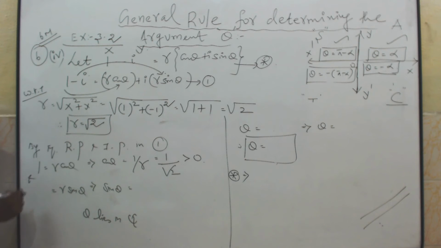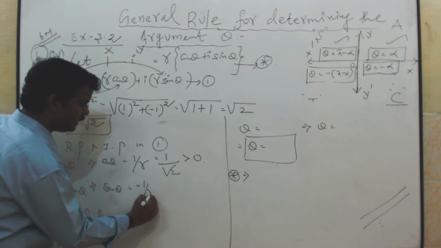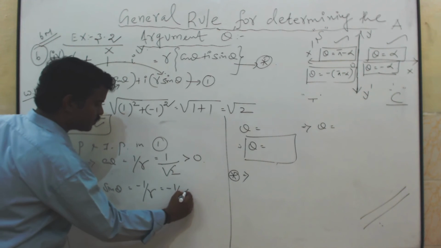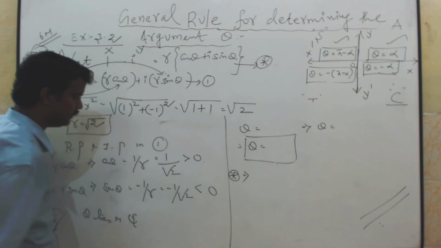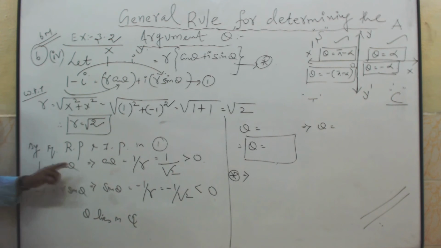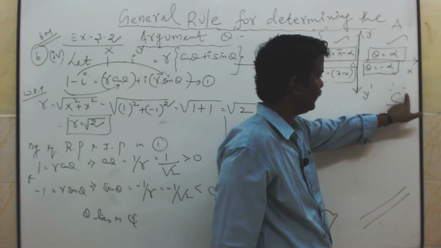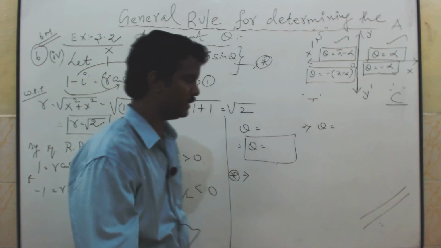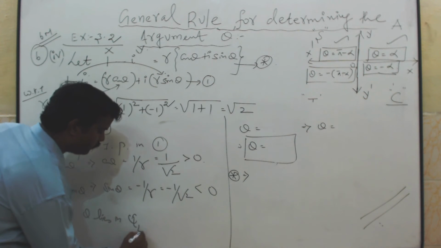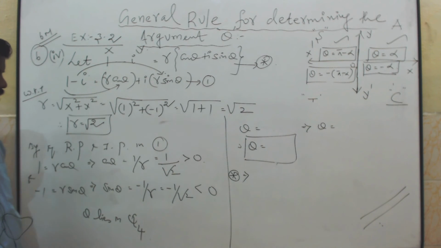The left hand side, tell me what is the imaginary part? -1 is equal to r sin theta. From this, sin theta is minus 1 by r, it is minus 1 by root 2, and that is negative. See here, cos is positive, sin is negative. Now, theta lies in the fourth quadrant, that means Q4.